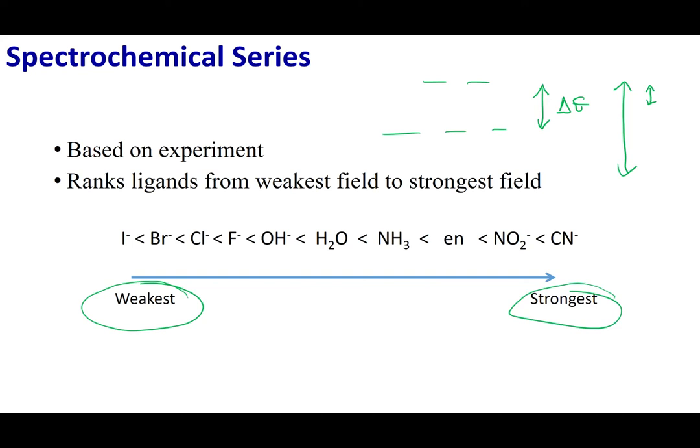Now, what chemists have done in the past is they have gone ahead and ranked each ligand in order. This is called the spectrochemical series. And so on one end, you will have the things that split very small, and on the other hand, you will have ligands that will make that splitting very large. I haven't decided if I want you guys to memorize this sequence or not. So ask me later if I will put the spectrochemical series on your information sheet.